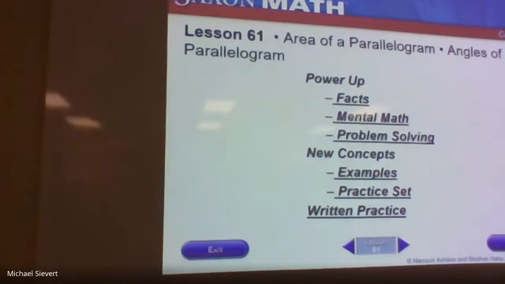Thank you so much. And our I can statement for the day, so listen to me once, then I'm going to have you repeat after me. I can identify the area of a parallelogram. All right, class? I can identify the area of a parallelogram. Who can tell me what area is?